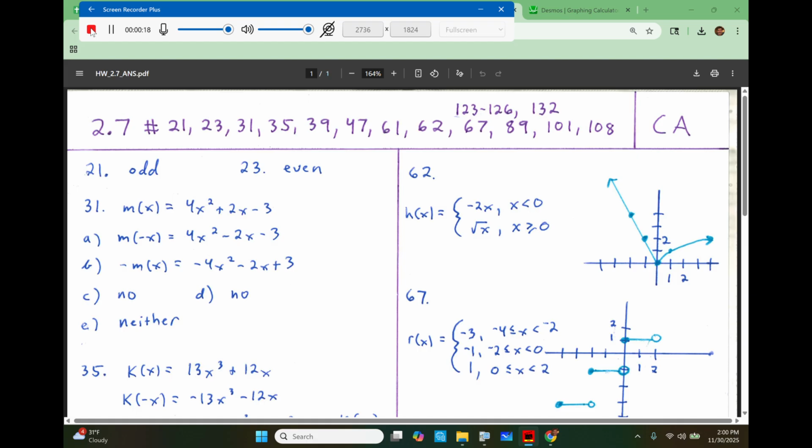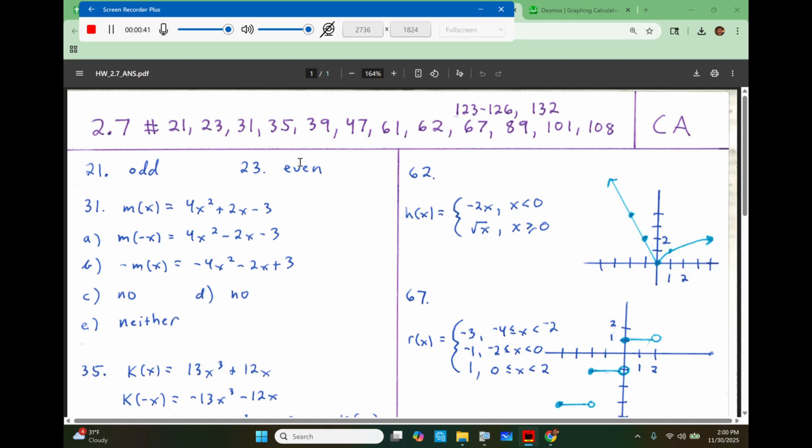And I'm seeing this symmetry about the origin. So if you flip that graph upside down, it's going to look exactly the same. So 21 is an odd function. 23 looks like an even function because that graph is symmetric about the y-axis. If you fold that graph over the y-axis, it will fold on top of itself.